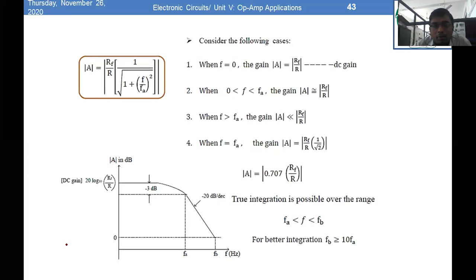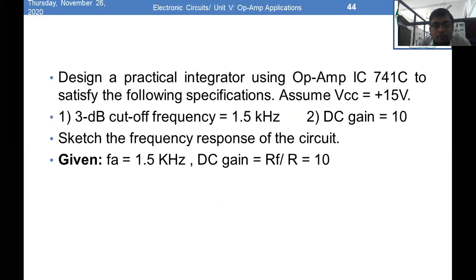Now we move to one of the questions I have taken. Design a practical integrator using op-amp IC741C to satisfy the following specification. Assume VCC is equal to plus minus 15 volts, and the 3 dB cutoff frequency is 1.5 kilohertz. That means FA is given, and DC gain RF upon R is 10 is given. Sketch the frequency response of this.